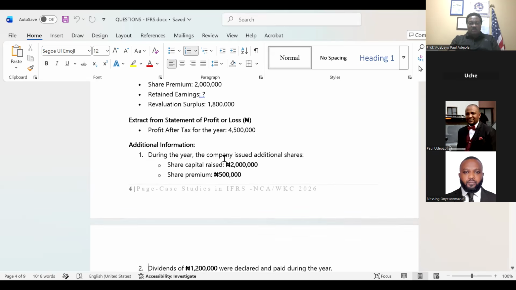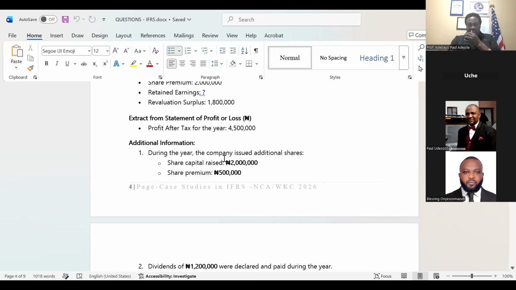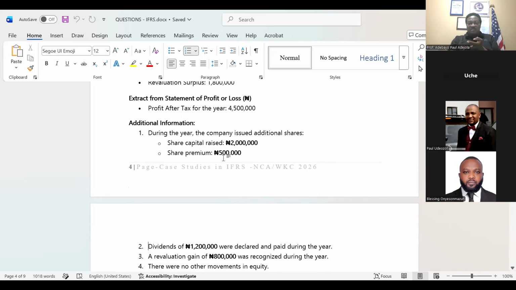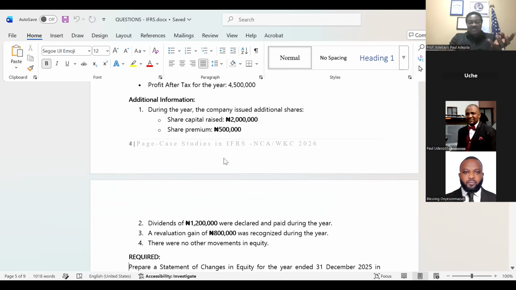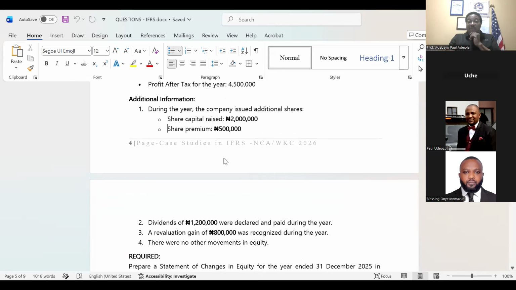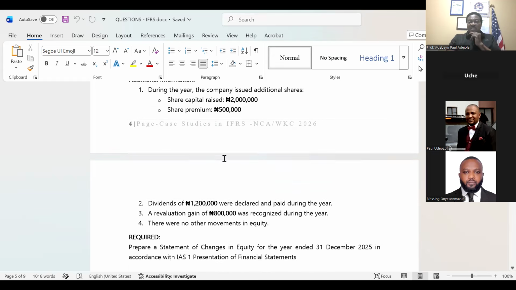Then let's see, I'm still scrolling. Extract from statement of profit or loss account. Are we there? Profit after tax for the year 4.5 million. See additional information. Share capital raised. That means during the year, they raised additional share capital. These are the items that will not change. Anyway, let's go. Share premium 500,000. Dividends of 1.2 million were declared and paid during the year. A revaluation gain of 800,000 was recognized during the year. There were no other movements in equity.